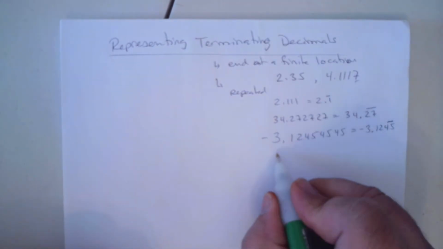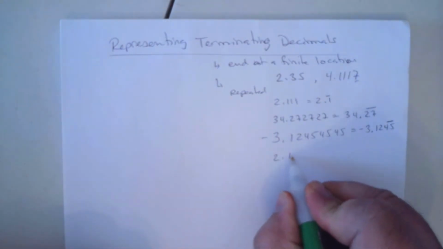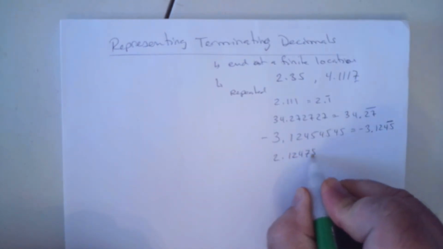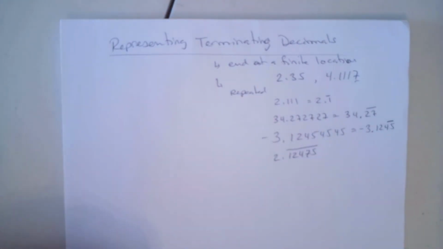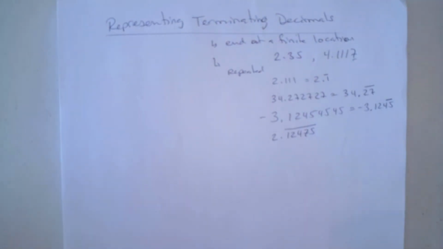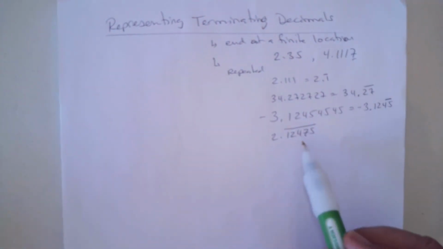So whatever the bar is over, those numbers repeat forever. It could be a single part, or it could be a long segment of it. So be very careful when you read those things, that's what they mean.